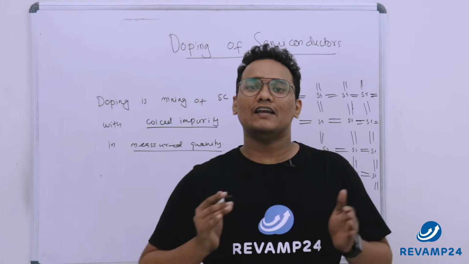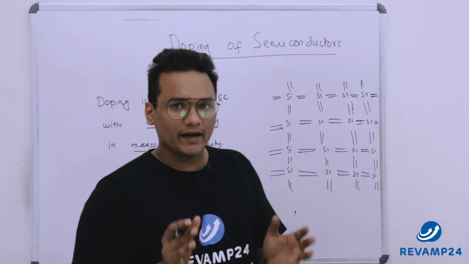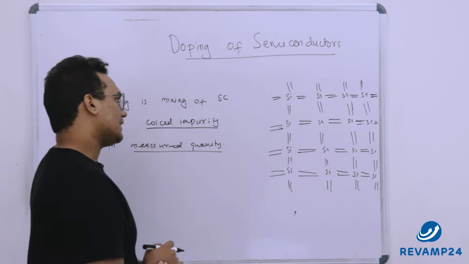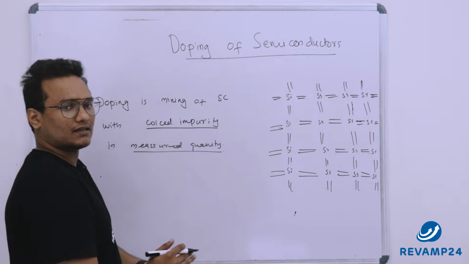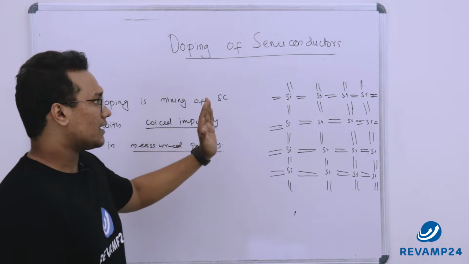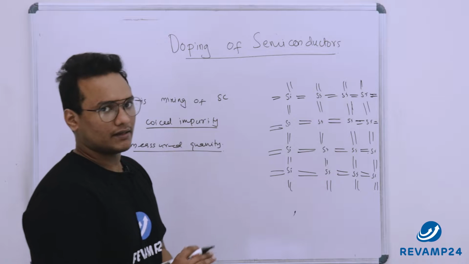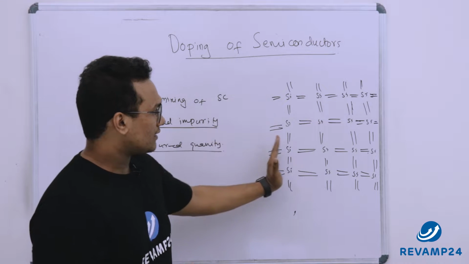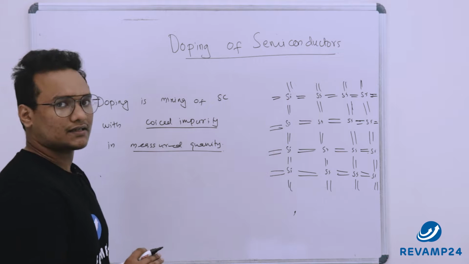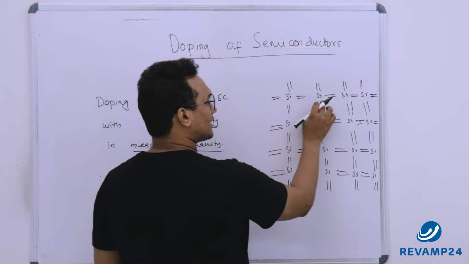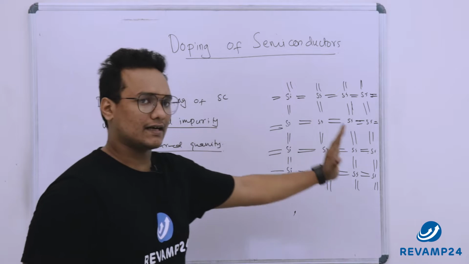In this video, I will explain the process of doping. First, I will explain why doping is required. In the last video, we learned what an intrinsic semiconductor is. That is nothing but a semiconductor made with only one element in it. So in the crystal of semiconductor, we can only see silicon atoms. Only silicon atoms are present.